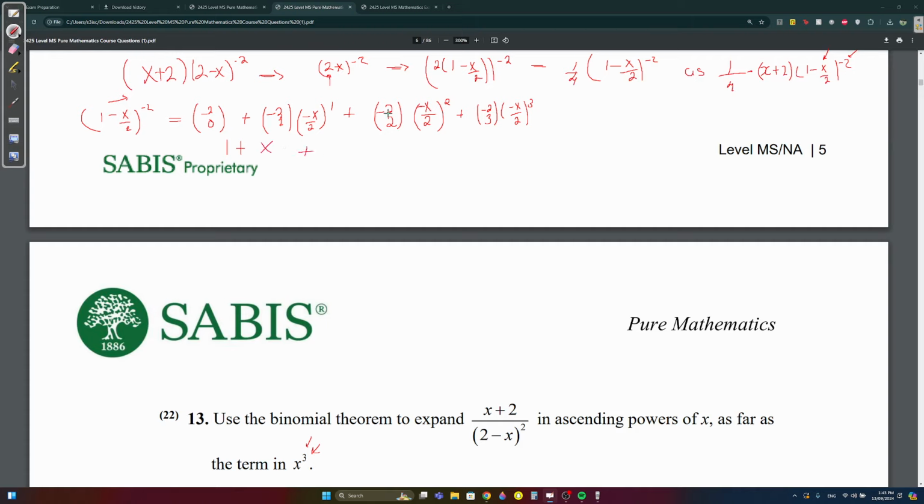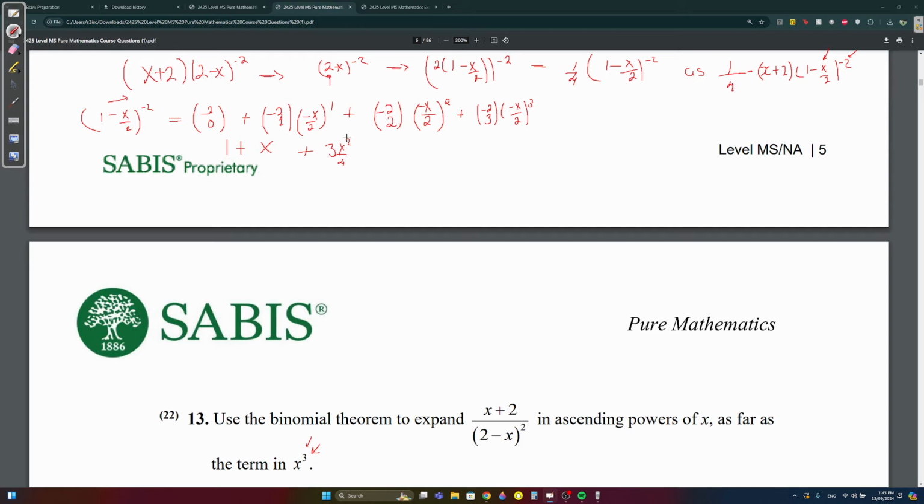Okay, plus minus 2c2 should be minus 2, minus 3, so it should be 3. Okay, and then the square becomes positive, right? It makes it positive, so it's gonna be times x squared over 4. So it's gonna be 3x squared over 4.